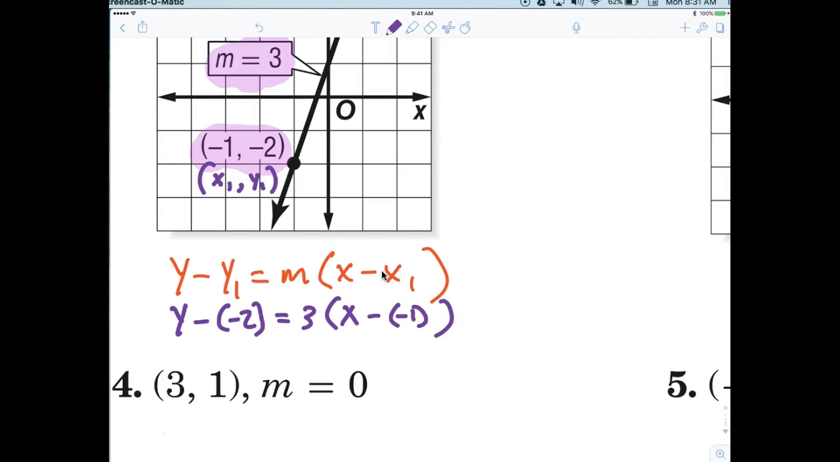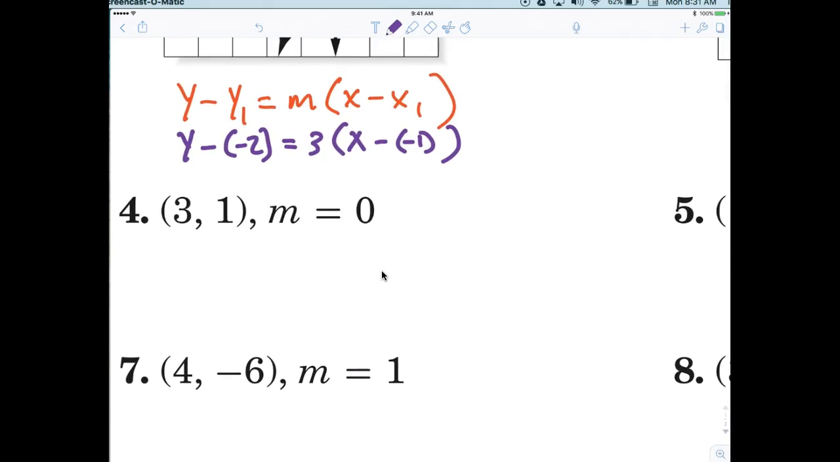Now, what did I do for m? I replaced m with 3. What did I replace for x and y? Negative 1, negative 2. Is everybody with me? Now, of course, we all understand that double negatives make a positive. So the answer is y plus 2 equals 3 times x plus 1. That's the answer. That's all you have to do. I'm telling you, it's that simple. And like I tell everybody, I don't understand what you don't understand.